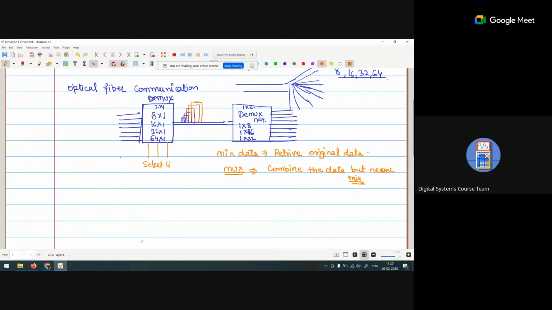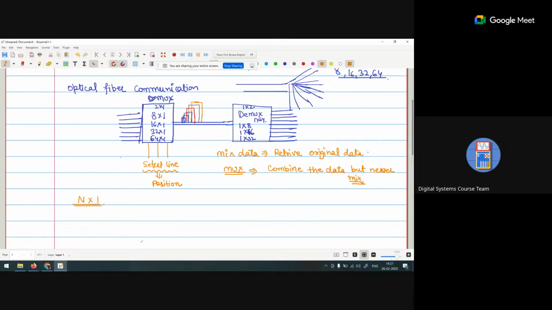Select line. On the basis of select line position, the input data will go to the output direction. Now, if I say that we have a capital N cross 1 mux.